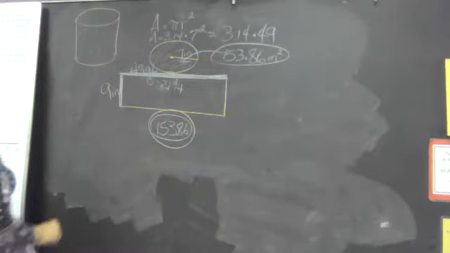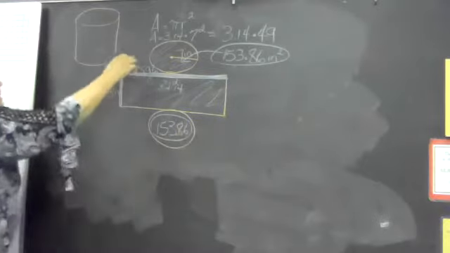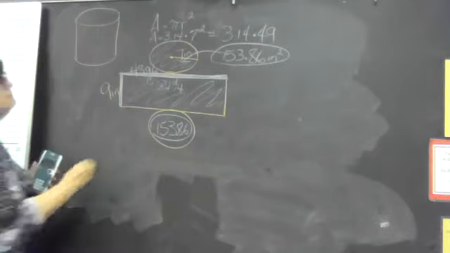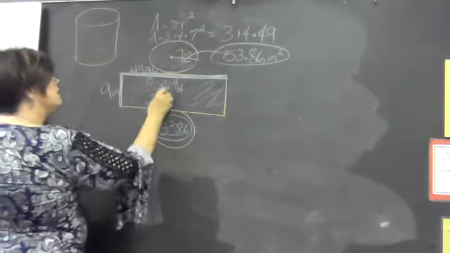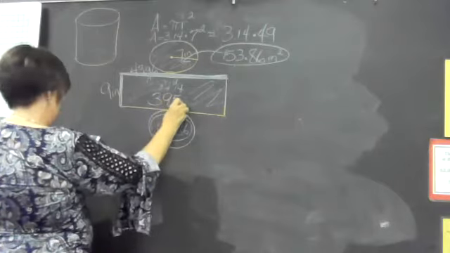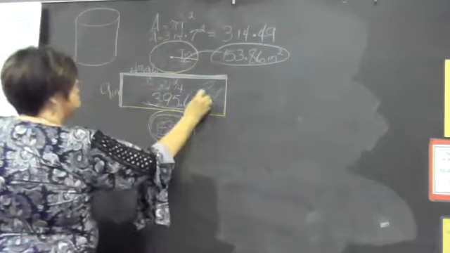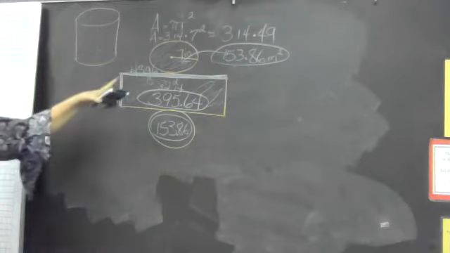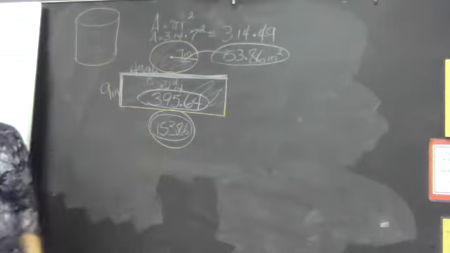So now, to find the area, we're going to have to take length times width. So the area here is going to be 395.64. This is 43.96 because we had to find the circumference.